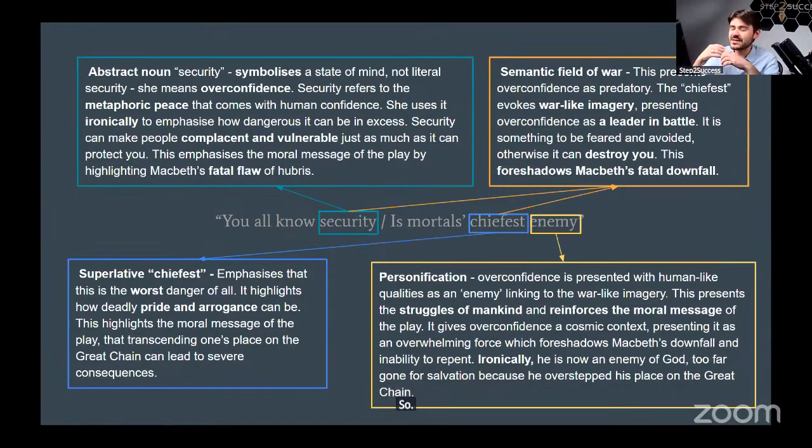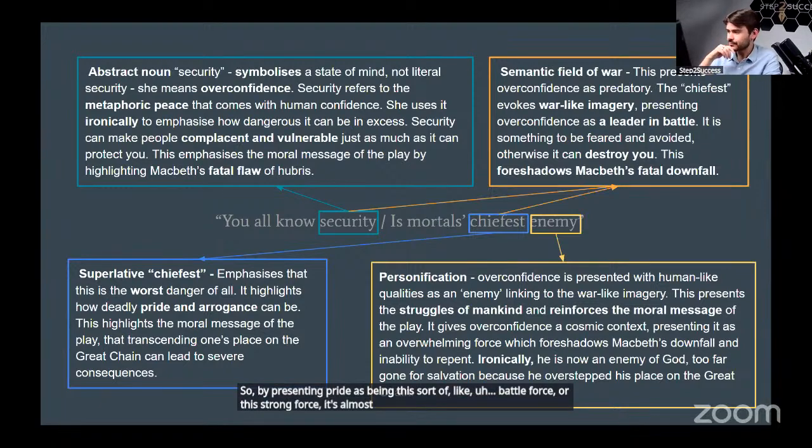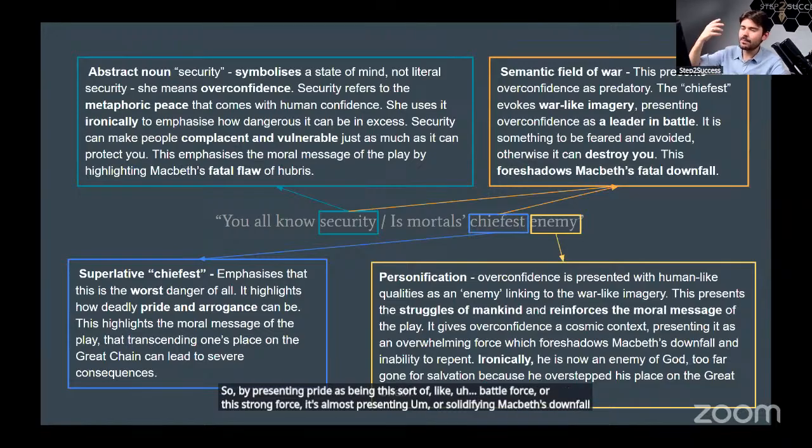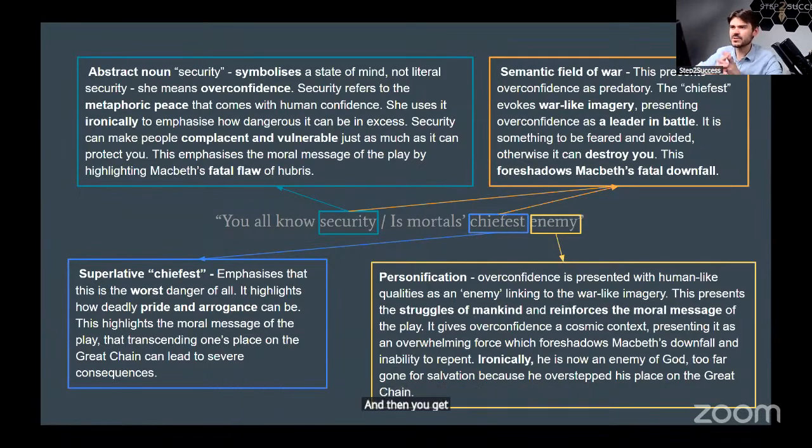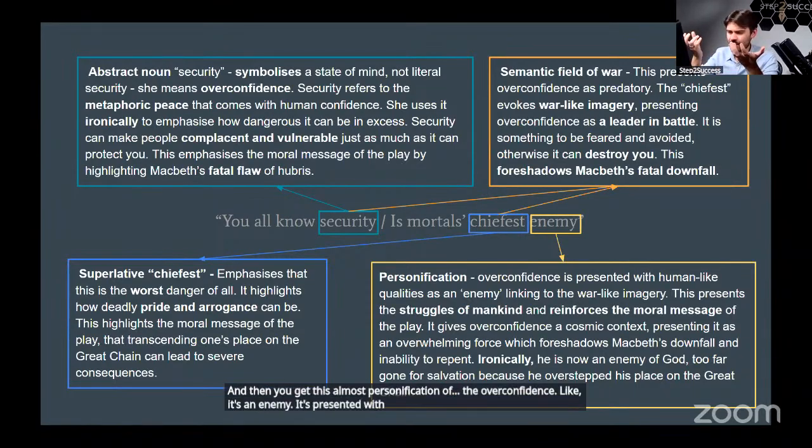So by presenting pride as being this sort of battle force or this strong force, it's almost presenting or solidifying Macbeth's downfall. It's saying he's overcome by pride, therefore he's now destined himself to die. And then you get this almost personification of the overconfidence. Like it's an enemy. It's presented with human-like qualities. Also linking it to this warlike imagery.